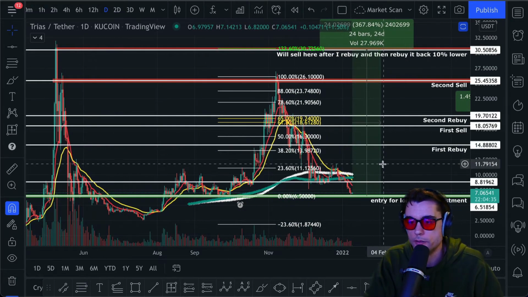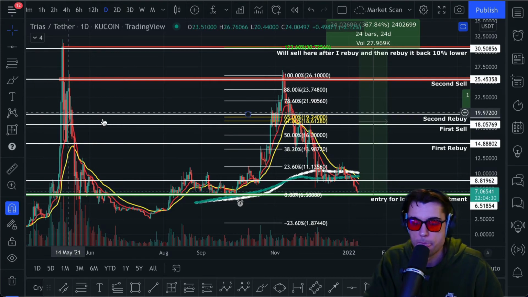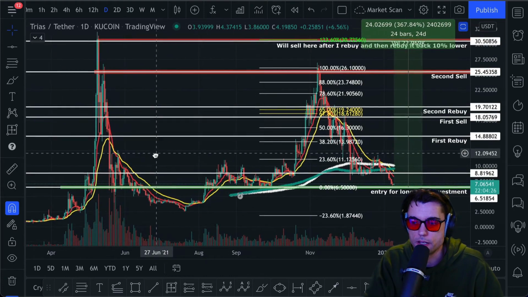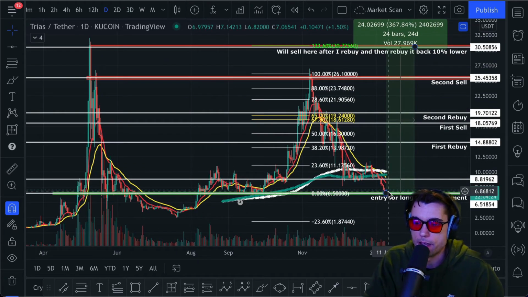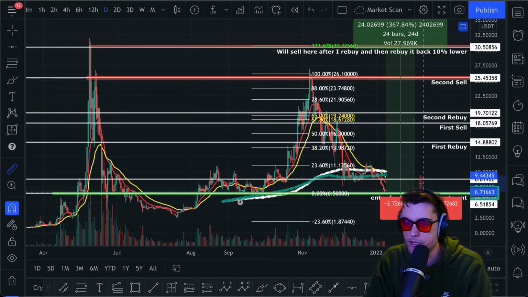I thought, you know what, this is probably going to be one of those coins that bounces back. Fingers crossed. So looking at this, I have my entry. I'm still down. I'm about 30% down.